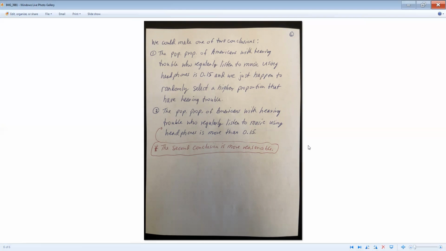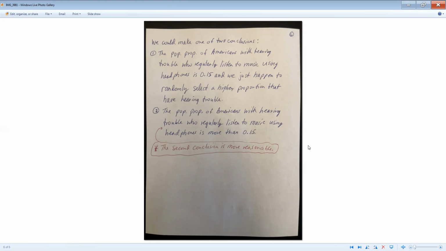The population proportion of Americans with hearing trouble who regularly listen to music using headphones is 0.15, and we just so happen to randomly select a higher proportion that have hearing trouble. So it's possible that we just selected a whole bunch of individuals randomly that have hearing trouble. Or the population proportion of Americans with hearing trouble who regularly listen to music using headphones is more than 0.15. And remember, the difference between A and B is that we include the characteristic of using headphones. And so when we look at that possibility, the second conclusion is more reasonable.